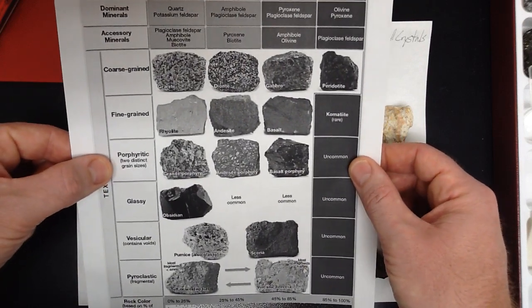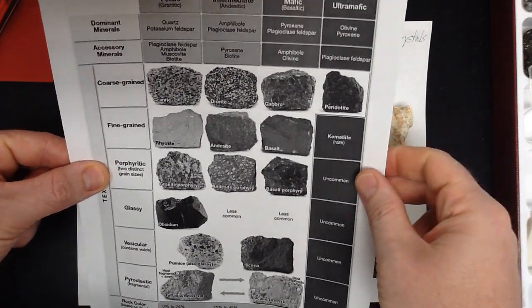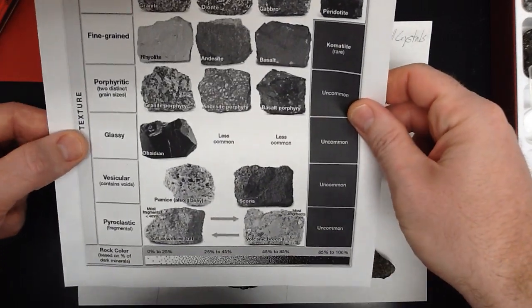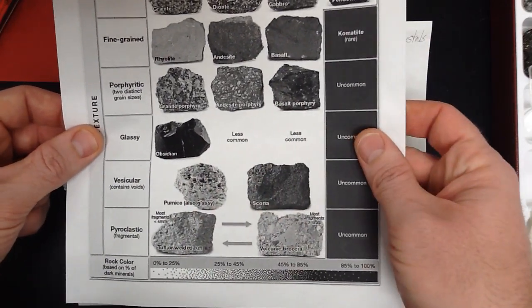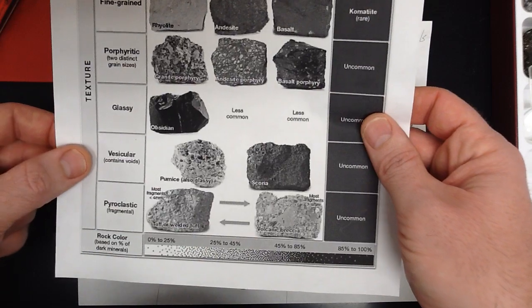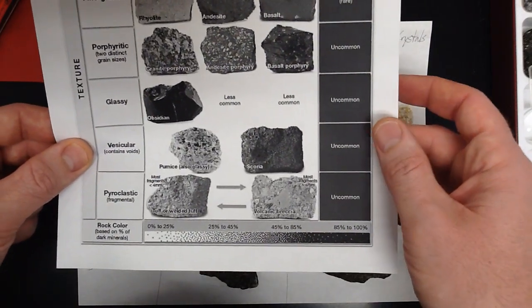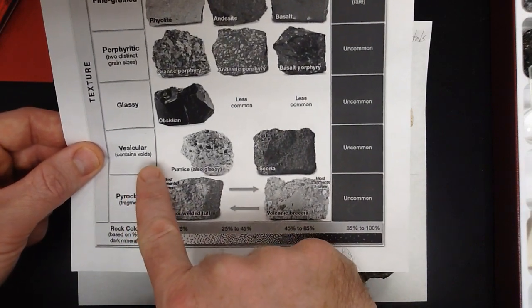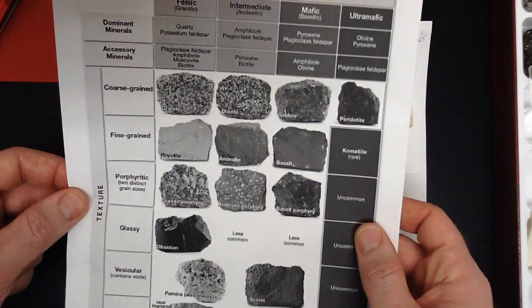The next one would be porphyritic, if it has a little bit of both coarse and fine grained. The next one would be glassy, and pretty much the only name for a glassy rock is going to be obsidian, which I'll show you in just a little bit. And then the last one is going to be vesicular. That means it has holes in it. It says contains voids. And there's 2 types of vesicular rocks. So I will kind of go through each of these pretty quickly.